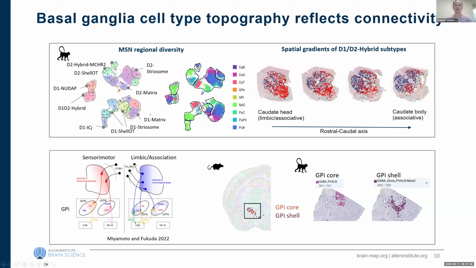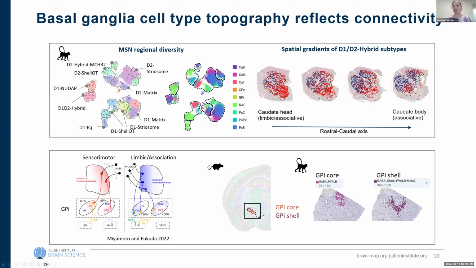And so there's initial information from the taxonomy suggesting that there's regional specification to where some of these cell types reside. And we indeed can see that cell types, particularly of this D1, D2 hybrid type, show remarkable patterns in their spatial context in multiple axes: the rostral-caudal axis, dorsal ventral, and also the medial lateral axes.